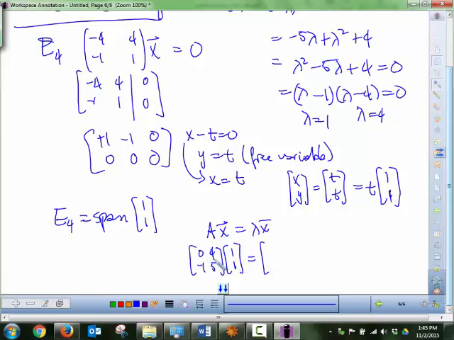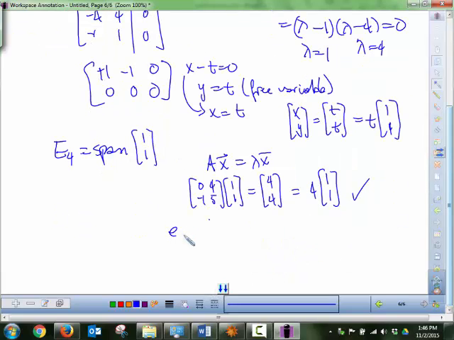We multiply this. The first row is going to be 0 and 4. The second row is going to be negative 1 plus 5. That's 4. And so 4 times (1, 1). So that does work out. And we have an eigenvector of (1, 1) corresponding to an eigenvalue of 4. So the eigenvalue lambda is equal to 4, and the eigenvector x is equal to (1, 1).